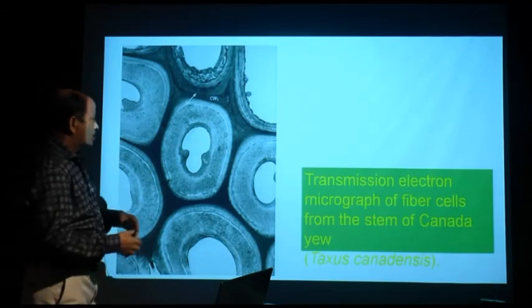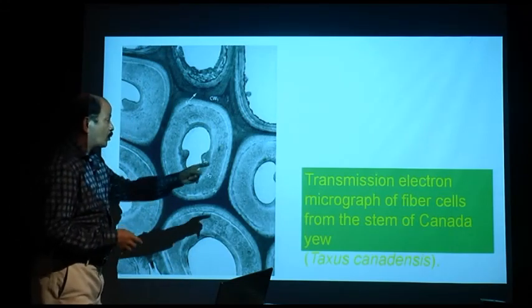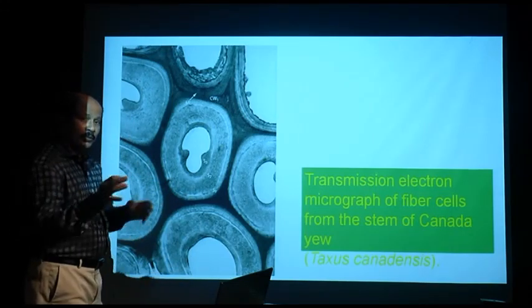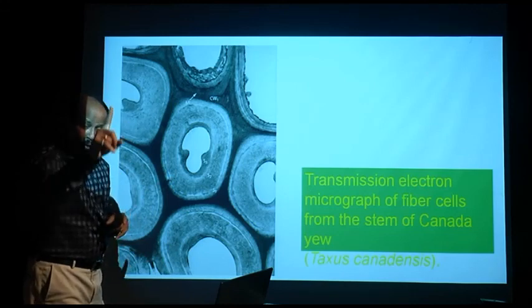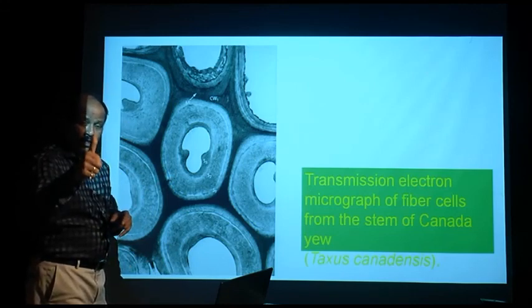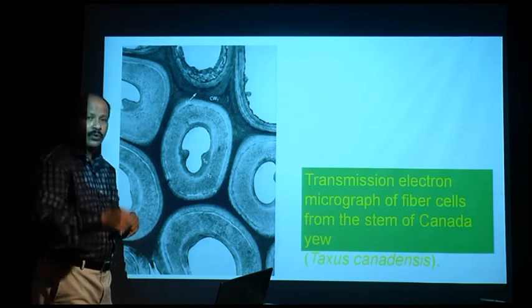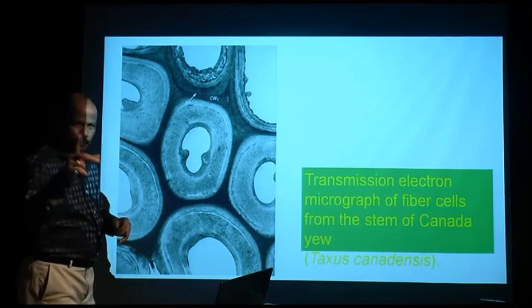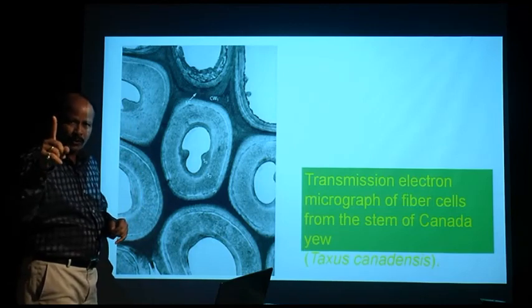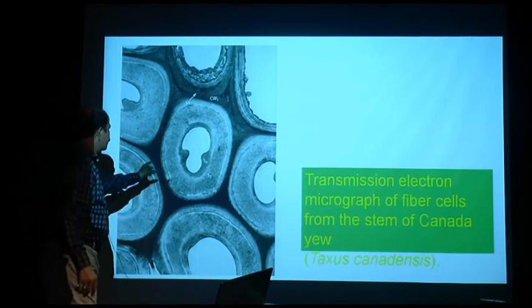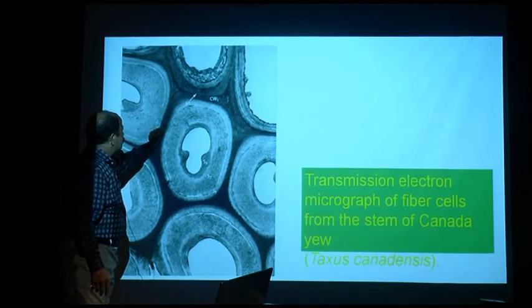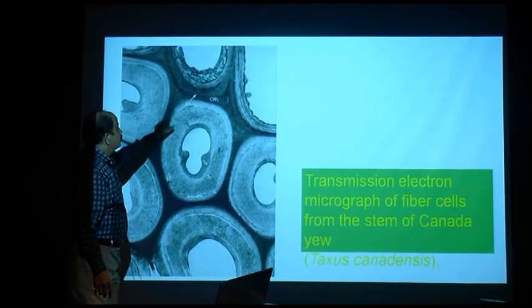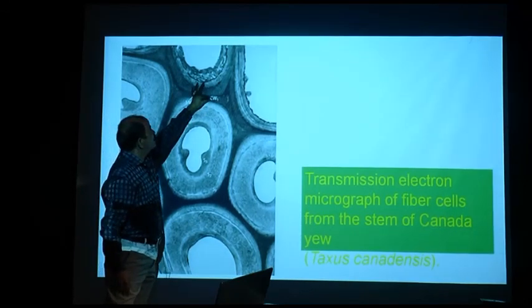This is the electron micrograph of the fiber cells. This fiber cell is a sclerenchyma cell. These are long cells and they give strength and elasticity to the plant. So this is from a Taxus, that is from a gymnosperm. You can see this is the common region. So here lies the middle lamella and the primary wall, right? Here you see, this is the middle lamella and this is the primary wall.